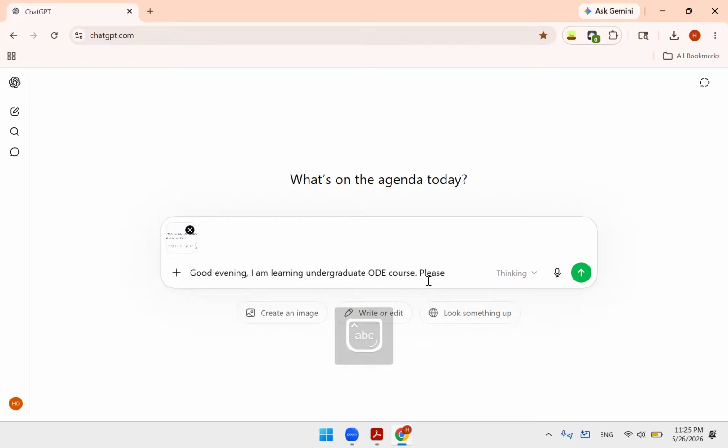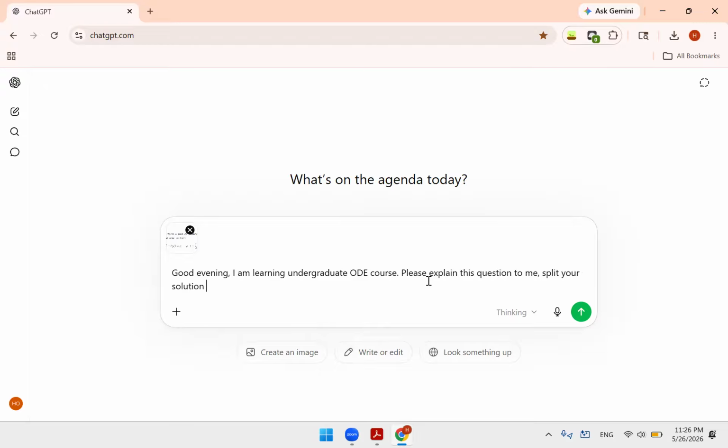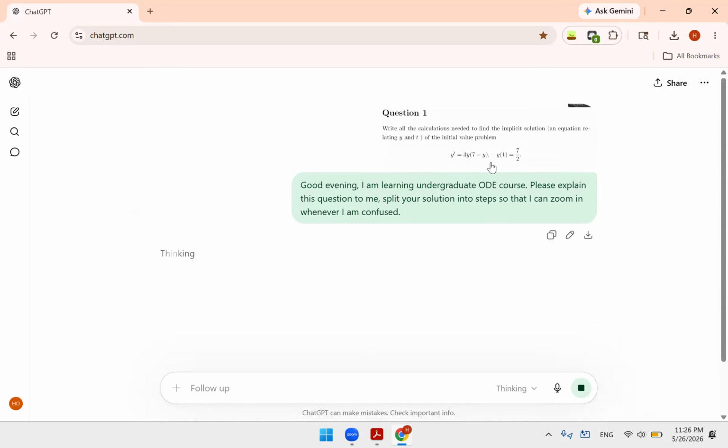Please explain this question to me. Split your solution into steps so that I can zoom in whenever I am confused. Okay, great. Now let's wait for the first response provided by the AI.